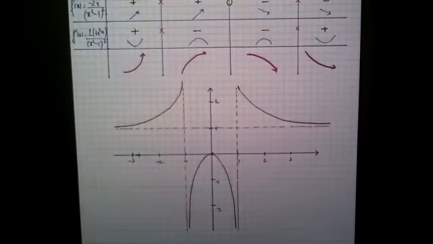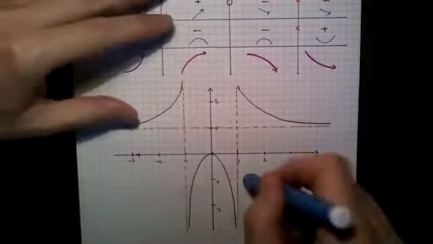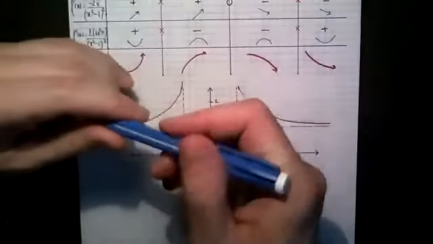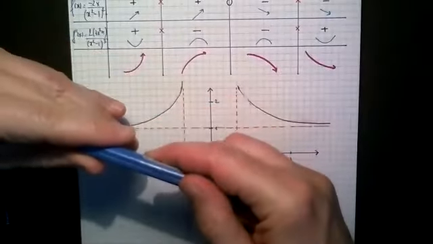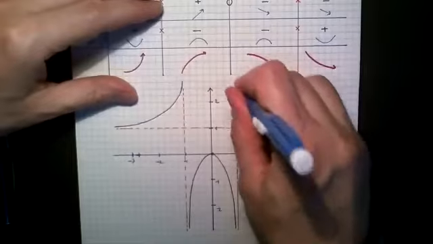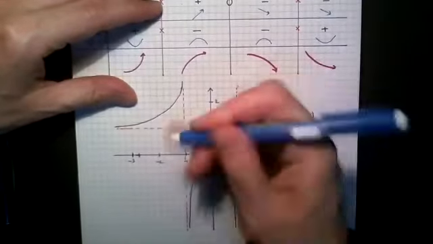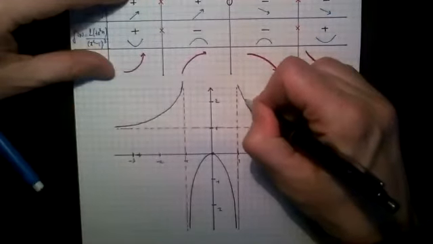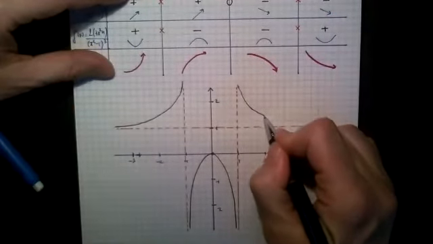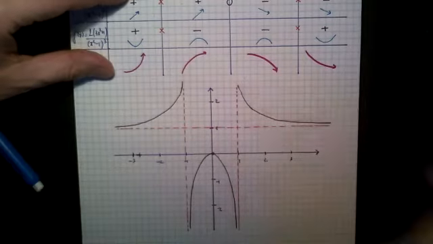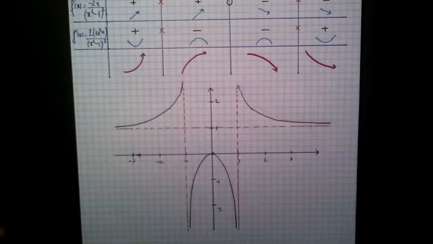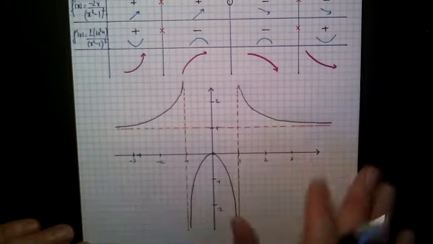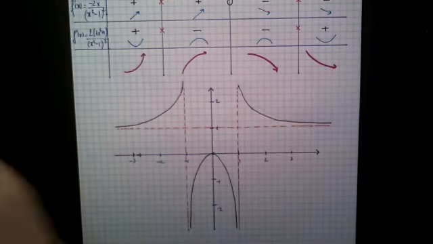Okay, so it should be a bit more symmetrical. So maybe fix this here a bit because it's pretty ugly. A little better. That's it. This is my graph.